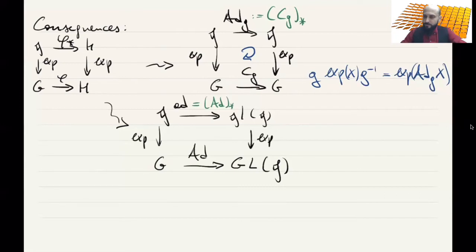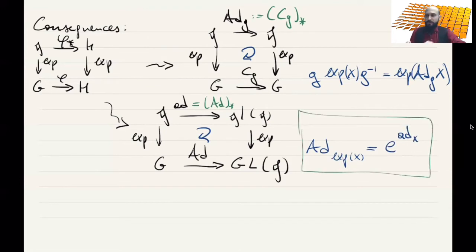And therefore we get a quite important formula. We get that this diagram commutes. So the formula is Ad after exp of x is equal to exp, which is, okay, what is this exponential? This is the exponential of matrices. So let me write it as the matrix exponential, e to the ad x. So I found this formula quite useful and important.